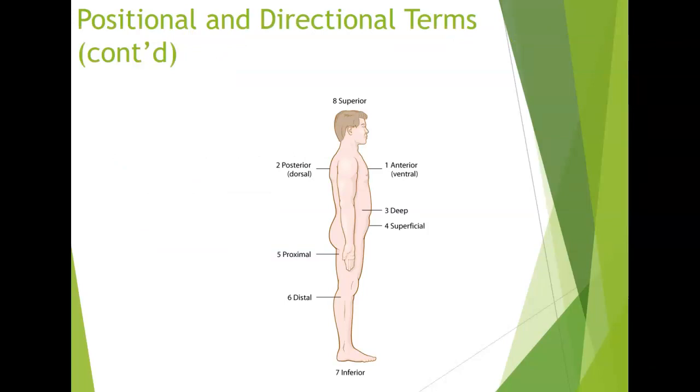This just gives you a picture of what it looks like. Again, superior is here, inferior is towards the feet, deep is going to be more deep in the body, superficial is on the outside. We have the anterior or ventral, which means the same thing. Posterior, dorsal, is the back. Proximal is closer to the point of attachment. Distal is further away from the point of attachment.